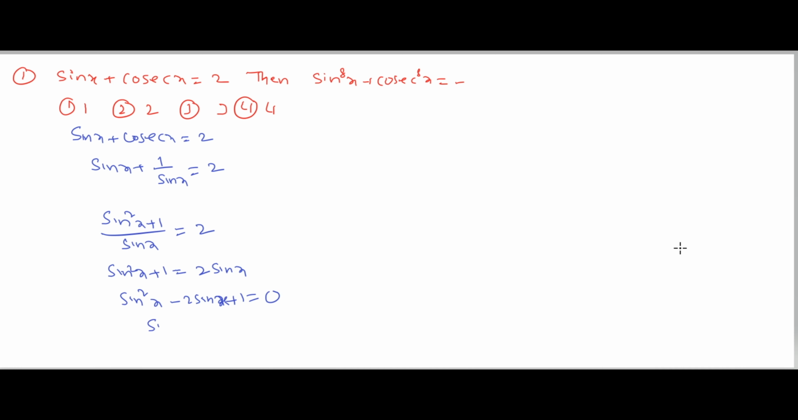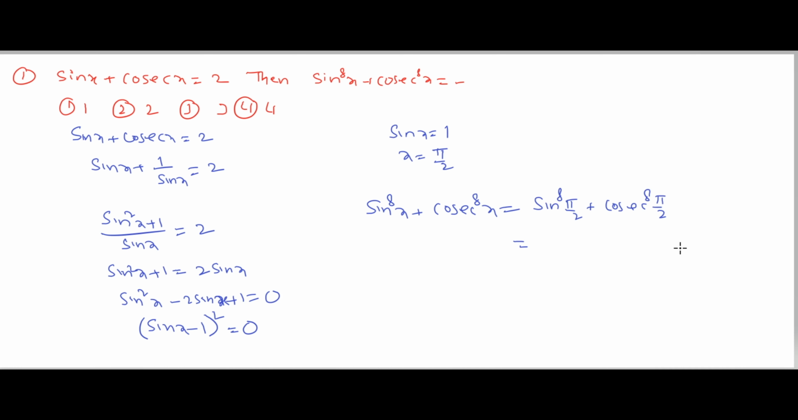This is a minus b whole square, that is sin x minus 1 whole square is equal to 0. From this, sin x is equal to 1, x is equal to 90 degrees. Substituting 90 degrees, x value is pi by 2, that is sin power 8 pi by 2 plus cosec power 8 pi by 2. Sin pi by 2 is 1, that is 1 power 8, plus cosec pi by 2 is 1, that is 1 power 8. 1 power 8 plus 1 power 8 is equal to 1 plus 1 is equal to 2. That is the answer.